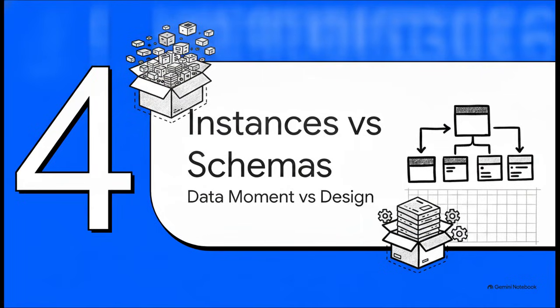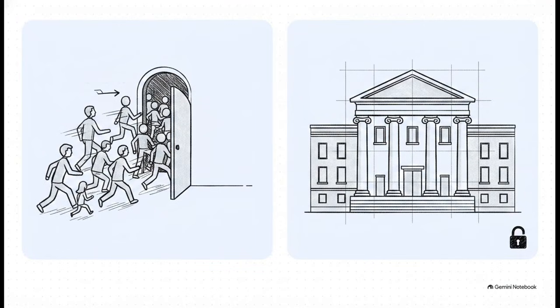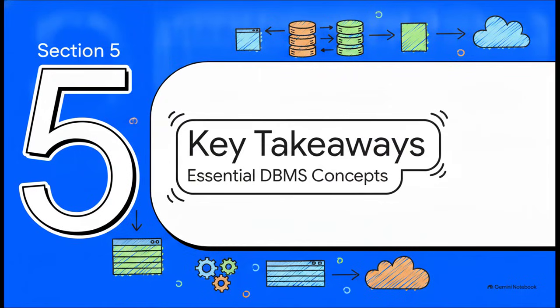Next up, Section 4, instances versus schemas. There's a really important duality here in computer science. An instance is the actual information stored in the database at one specific moment in time. It is constantly changing as data gets inserted, updated, or deleted. On the flip side, the schema is the overall definition and structural design of the entire database, and that rarely ever changes. To go back to our college analogy for a second, the schema is basically the architectural blueprint of the college buildings. The instance, well, that's the ever-changing roster of students enrolling, walking through the halls, and graduating every single day.